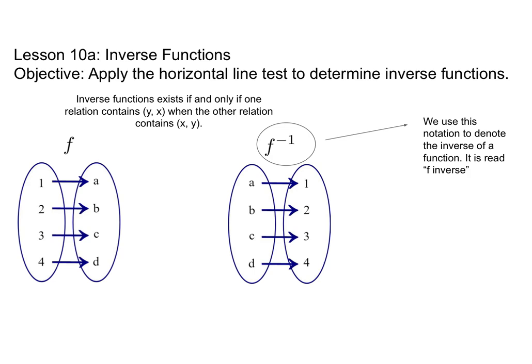Inverse functions. The objective of this video is to apply the horizontal line test to determine inverse functions. An inverse function exists if and only if one relation contains (y, x) when the other relation contains (x, y). So basically we take our x, y values and we flip them. That will be the inverse of a function. We use the notation f⁻¹, which is read "f inverse," to denote the inverse of a specific function.